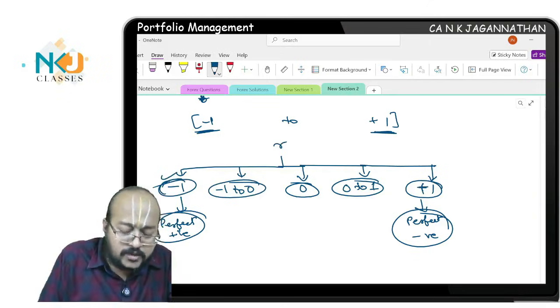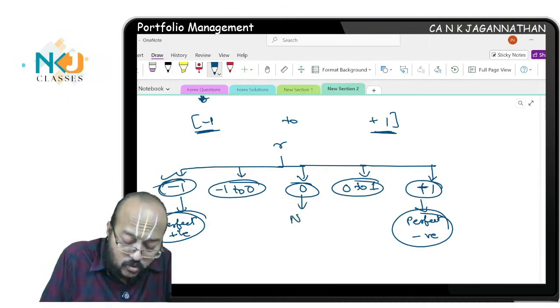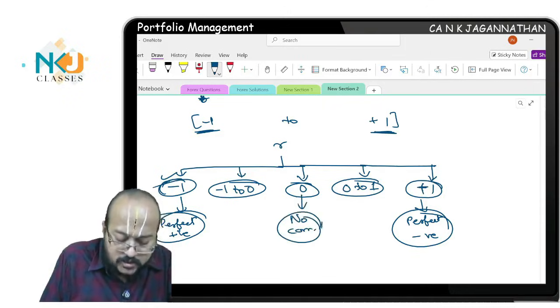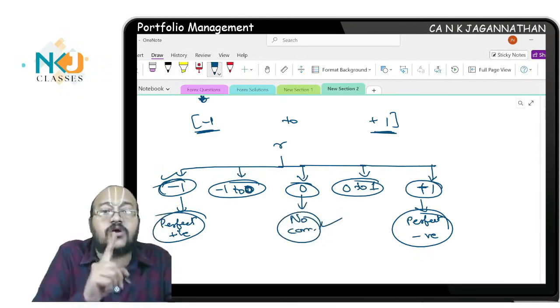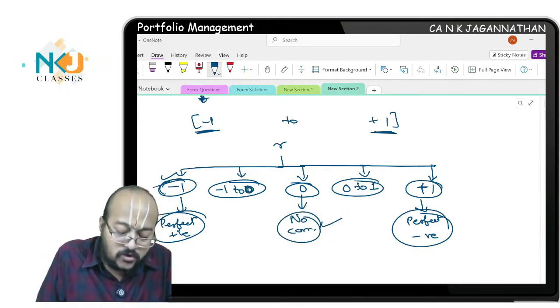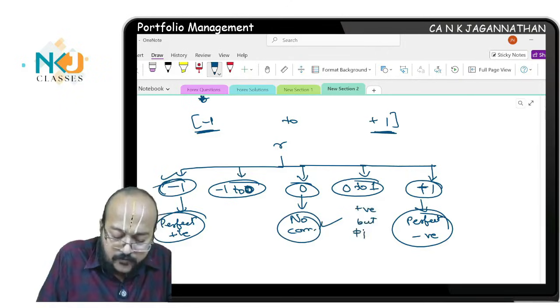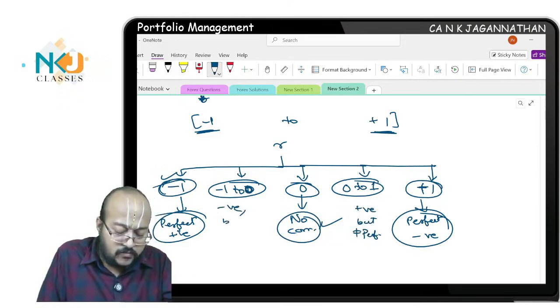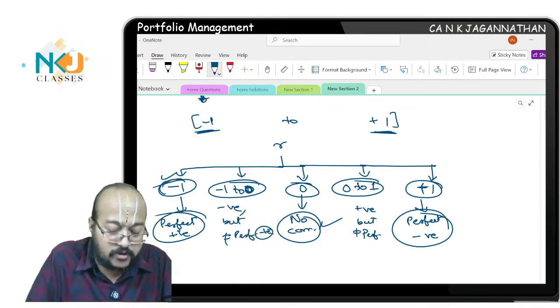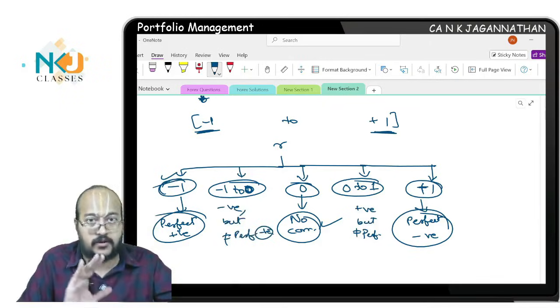And when the correlation is in between, -1 to 0, it is negative correlation but not perfect negative correlation. When it is 0, it is no correlation. 0 to +1 is positive correlation but not perfect positive correlation. Are you all understanding? So these are all 5 different possibilities. Why is this important to understand? What is the use of it? I will tell you.